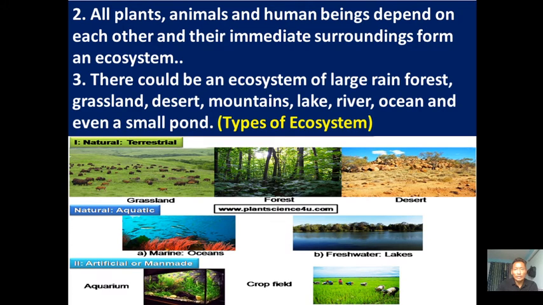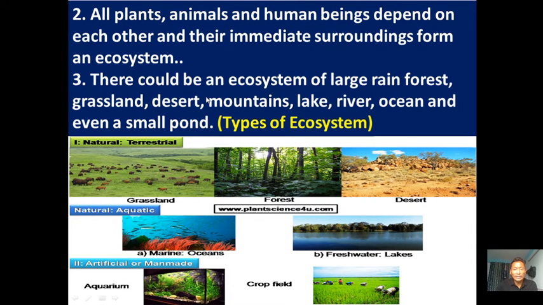All the plants, animals, and human beings are dependent on each other and their immediate surroundings, and together they form an ecosystem. They depend on each other for survival, for food, and for their immediate needs from the surroundings, like nutrients from the soil, solar energy, air, oxygen, carbon dioxide, and many other things. This forms an interaction or system that is called an ecosystem.